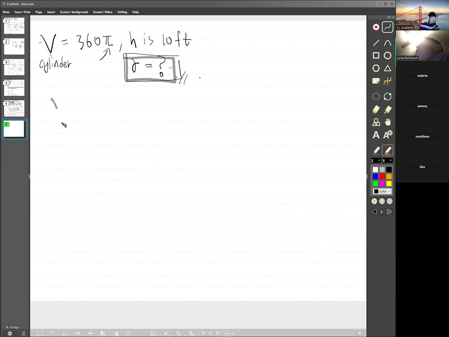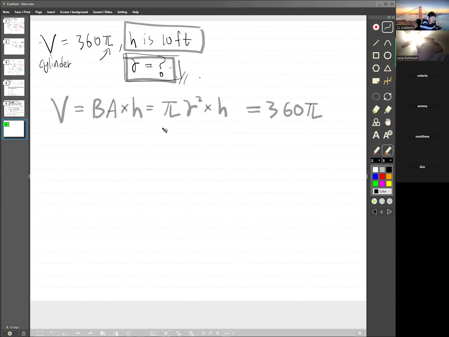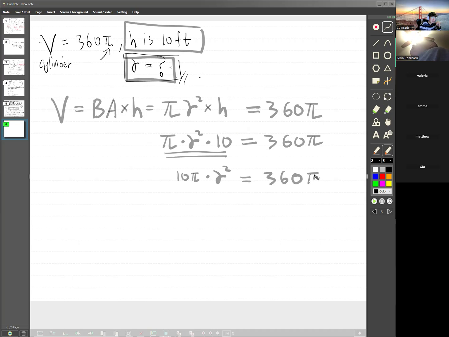Good try. Volume of the cylinder is base area times height, which is pi r squared times height. Again, during the test, I will provide you this formula, so don't worry too much, but you need to know how to use it. Right now, that's equal to 360 pi. And height is 10. So pi times r squared times 10 equals 360 pi. This is solving an equation. We already learned it last unit. I'm going to simplify: 10 pi times r squared equals 360 pi. Divide both sides by pi: 10 r squared equals 360. Now divide both sides by 10: r squared equals 36.